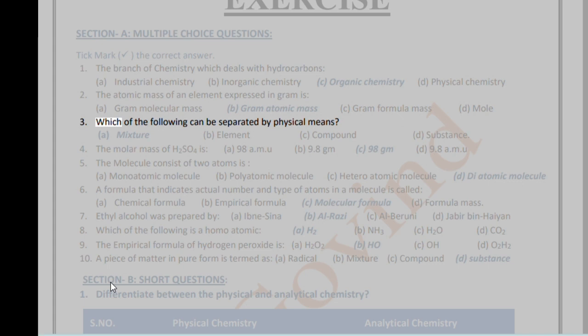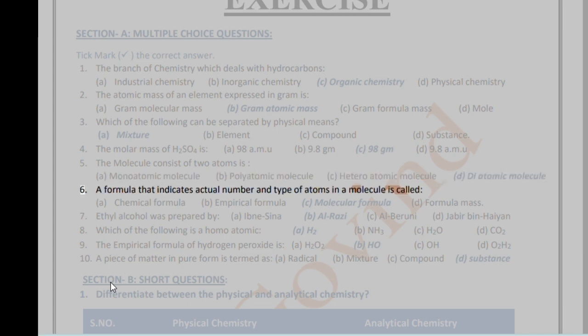3. Which of the following can be separated by physical means? A. Mixture, B. Element, C. Compound, D. Substance. 4. The molar mass of H2SO4 is: A. 98 A.M.U, B. 9.8 gm, C. 98 gm, D. 9.8 A.M.U. 5. The molecule consisting of two atoms is: A. Monoatomic molecule, B. Polyatomic molecule, C. Heteroatomic molecule, D. Diatomic molecule.